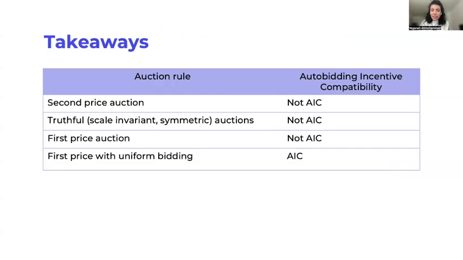So as a recap, the main takeaway is that the second price auction and, more generally, truthful auctions are not AIC when we consider auto bidding, while first price auctions, when constrained to uniform bidding, become AIC.